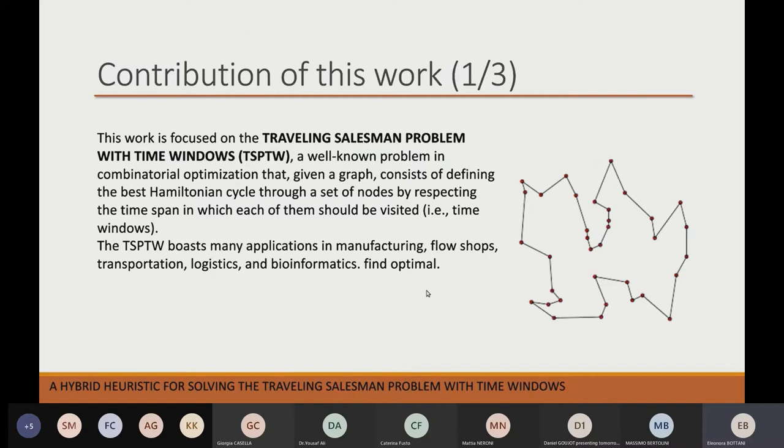The traveling salesman problem with time windows is a well-known combinatorial optimization problem. We have to define a Hamiltonian cycle throughout a set of nodes, but each node must be visited inside a specific time span. This finds many applications in transportation, if you consider the nodes as customers to be visited by a truck, but also in manufacturing or flow shops, if we see the nodes as activities to be carried out in specific time frames. Also in bioinformatics and DNA sequencing it finds some applications, so it's a very widespread problem.